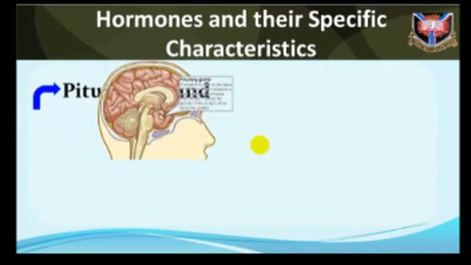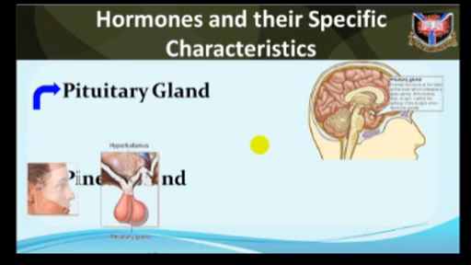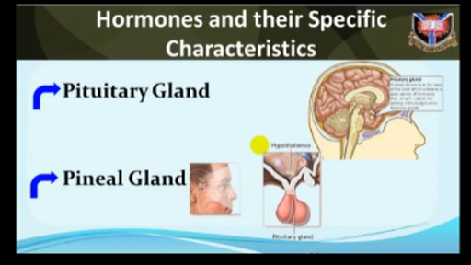Hormones and their specific characteristics. Pituitary gland. The pituitary gland and the hypothalamus act as units regulating the activity of most of the other endocrine glands.